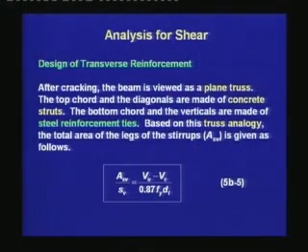After cracking, the beam is viewed as a plane truss. The top chord and the diagonals are made of concrete struts. The bottom chord and the verticals are made up of steel reinforcement ties. Based on this truss analogy, the total area of the legs of stirrups, which is represented as Asv, is given as follows. In order to find out the amount of steel which is needed to provide the shear strength, the concept of truss analogy is used.